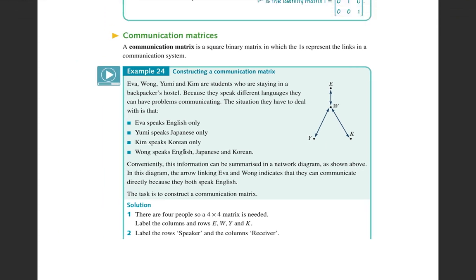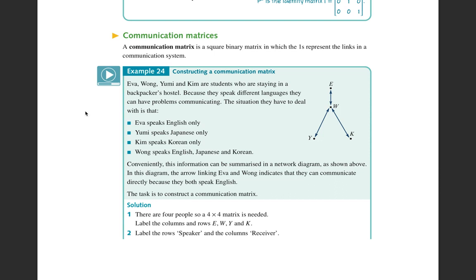This video is on communication matrices. Communication matrices are very similar to dominance matrices. So if you've already looked at the video on dominance matrices, then this video will be pretty easy for you to understand. If not, perhaps it's best to watch the dominance video first and then watch this one.